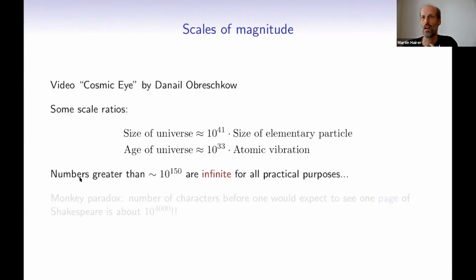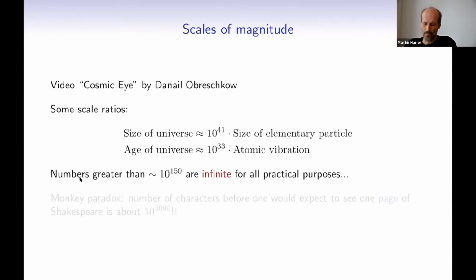You can do the same in time. So if you compare the longest duration that we know, sort of the age of the universe, to the shortest duration that we know about, like the vibrations inside of an atom, you'd see it's between 30 and 40 orders of magnitude. So what this tells us is that in some sense, numbers that are bigger than about 10 to the 150 or so are essentially infinite for all practical purposes, in the sense that there is no ratio bigger than about 10 to the 100 that would naturally appear anywhere in the universe.